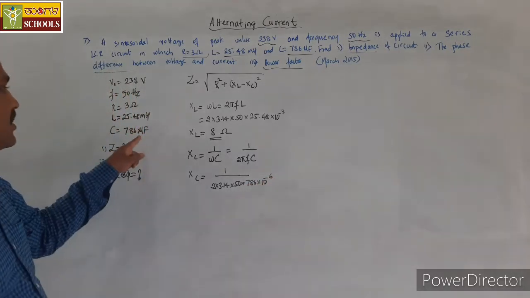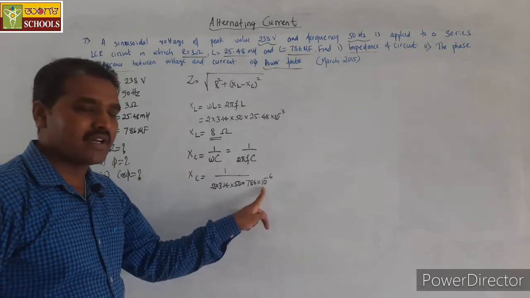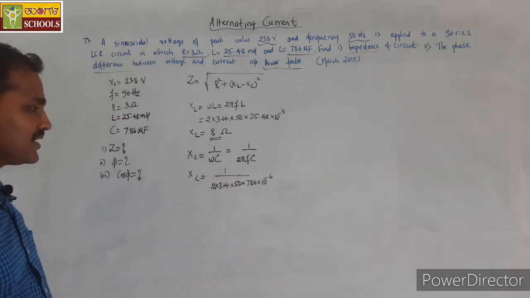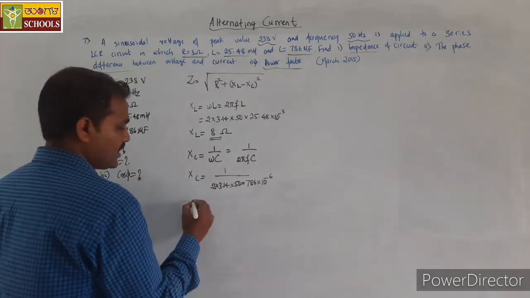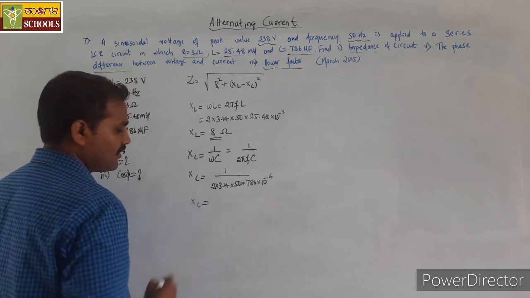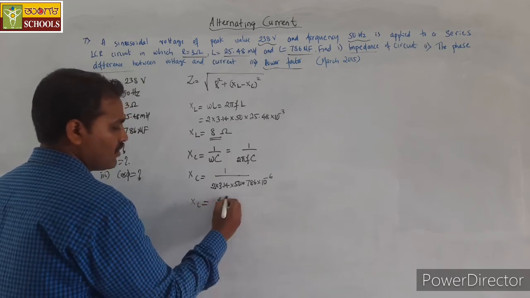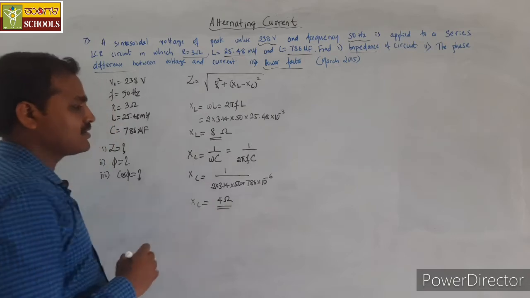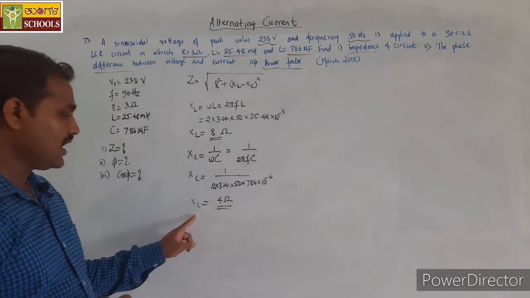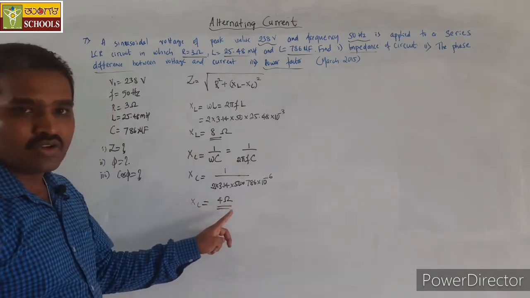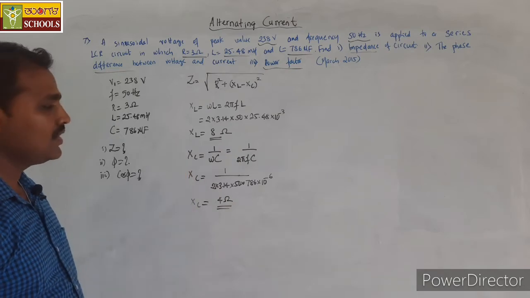They have given it in microfarads, so I will multiply it by 10^-6. Simplifying it, I get the value of XC as 4 ohms. Let us not waste time in calculating this; I'll take the value of XC as 4 ohms here.